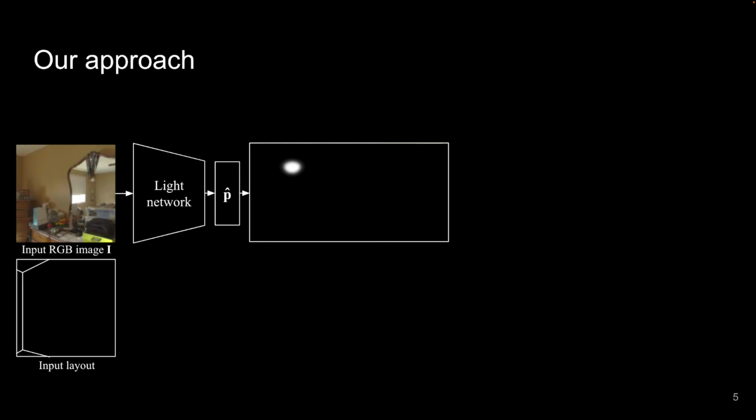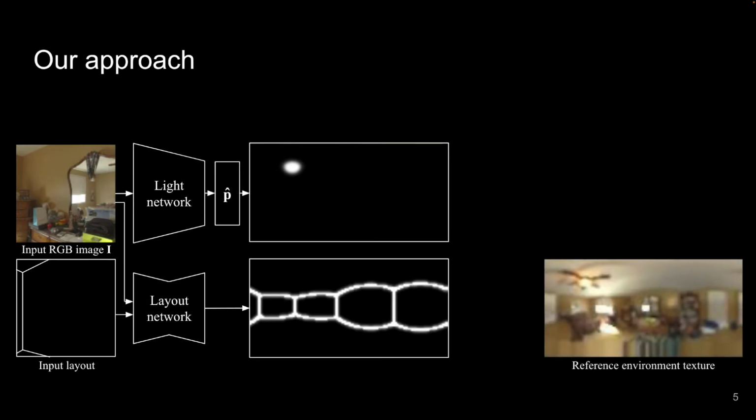In sequence, the layout of the same RGB image is provided to the layout network. This layout defines the borders between walls, ceiling, and floor, and we get it with an off-the-shelf layout estimator. The network then estimates the layout for the entire scene, which should resemble the layout of the ground truth environment we see on the right, for example.